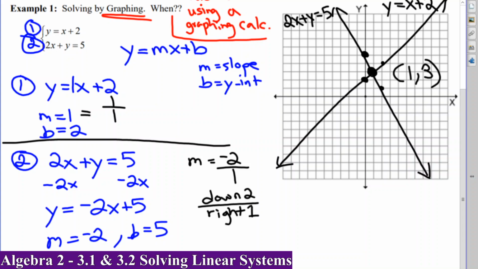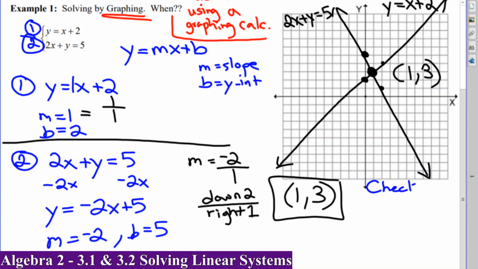So the solution to the system here is the point 1, 3. But how do I know for sure? Always make sure, if possible, that you check your answer. Check your answer by plugging that point back into the original equations. So y equals x plus 2: 3 equals 1 plus 2. Yep, it works for the first one.